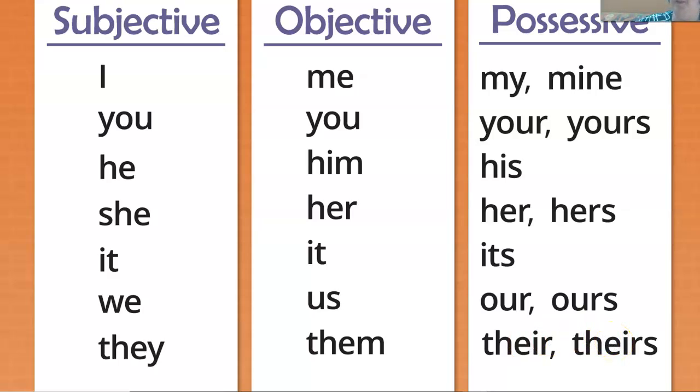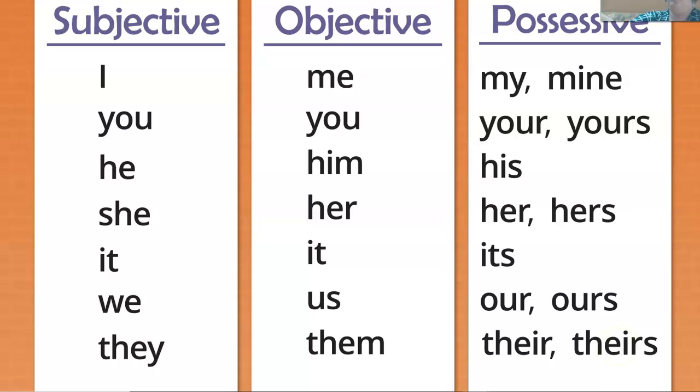Now, let's take a moment and count how many subjective pronouns there are. 1, 2, 3, 4, 5, 6, 7. So there are 7 subjective pronouns. Let's count how many objective. 1, 2, 3, 4, 5, 6, 7. There are 7 objective pronouns. Let's count how many possessive. 1, 2, 3, 4, 5, 6, 7, 8, 9, 10, 11, 12.